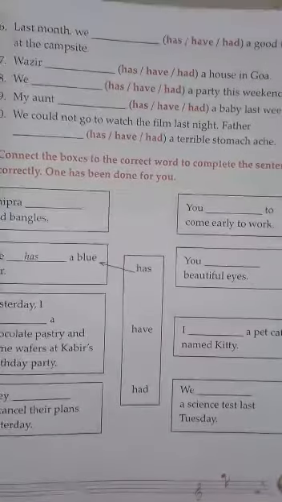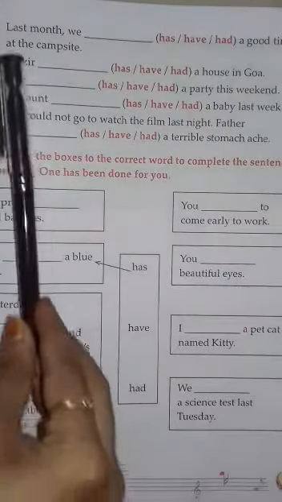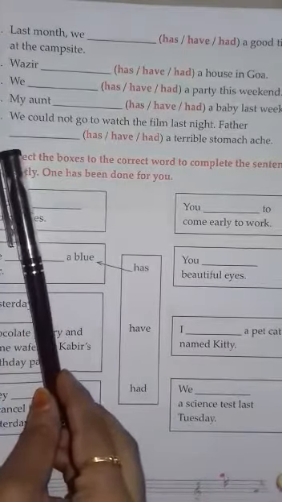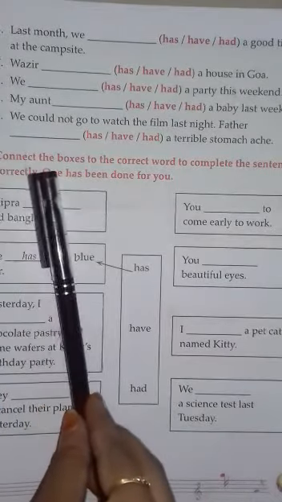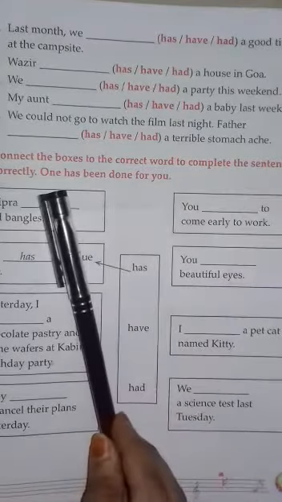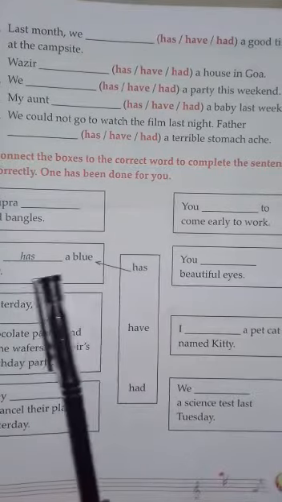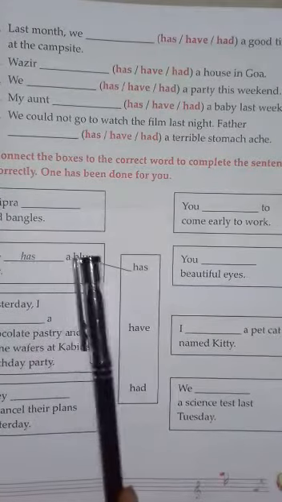What is here? In this way you will complete this exercise. At least you try. Connect the boxes to the correct word to complete the sentences correctly. One has been done for you. This means it has been done for us. Has: he has a blue car.